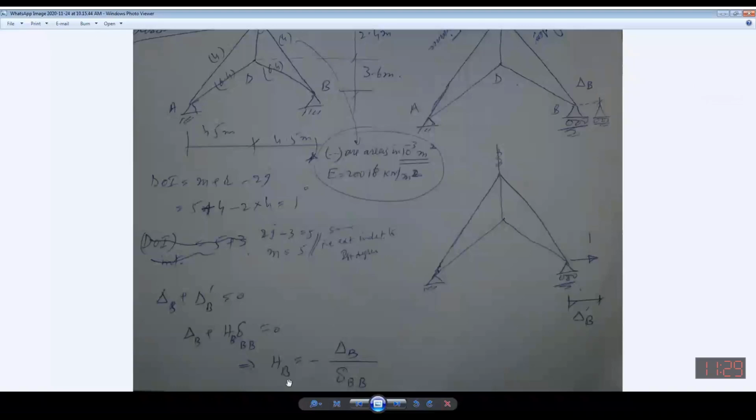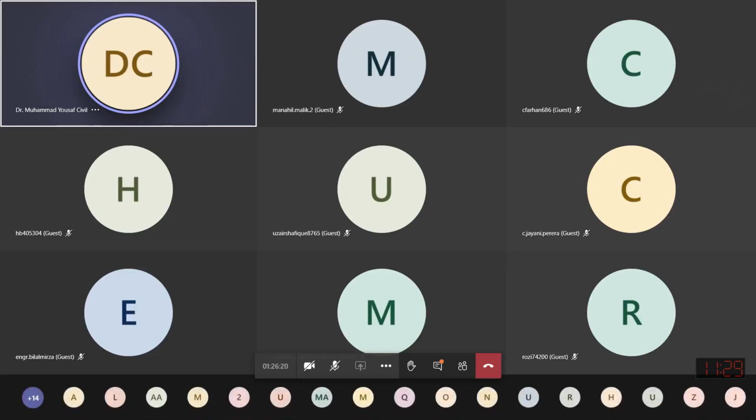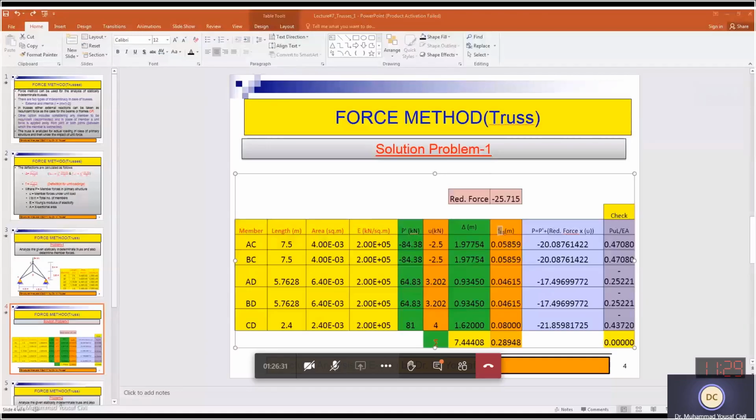You have calculated both the things. And let me know what is the value of HB. What is the value? Now this is with you. This is delta divided by this one.